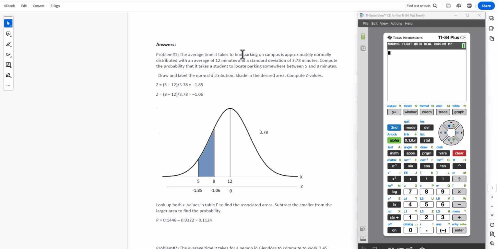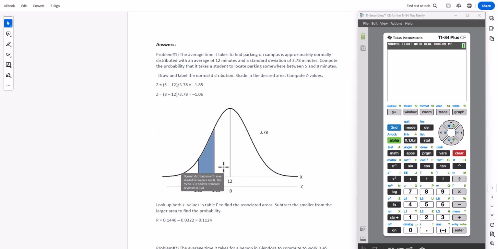The average time it takes to find parking on campus is approximately normally distributed. That informs us we can use the normal distribution. The average is 12 minutes. The standard deviation is 3.78 minutes. Compute the probability that it takes a student between 5 and 8 minutes to locate parking.